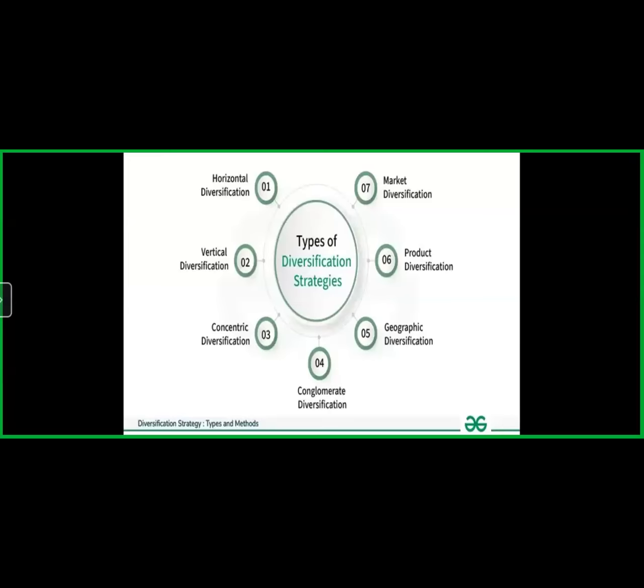So when one company diversifies its businesses in multiple fields which are totally unrelated, then we can say that the company has started diversification or has applied the conglomerate diversification strategy. So that strategy is called conglomerate diversification strategy. Now, the next one is called geographic diversification.